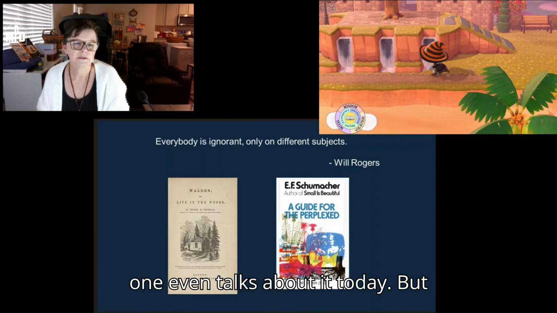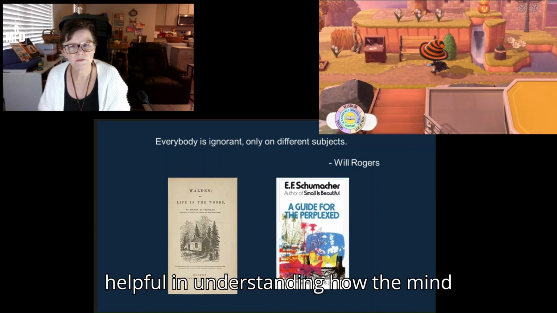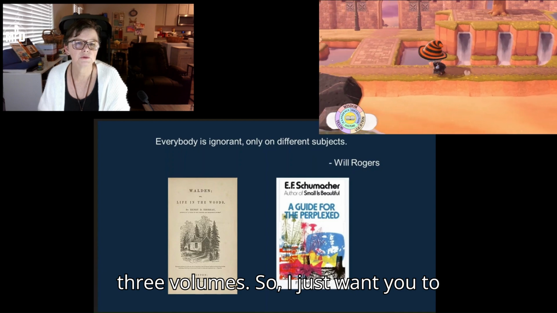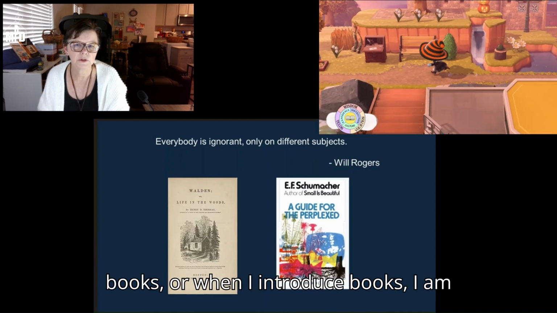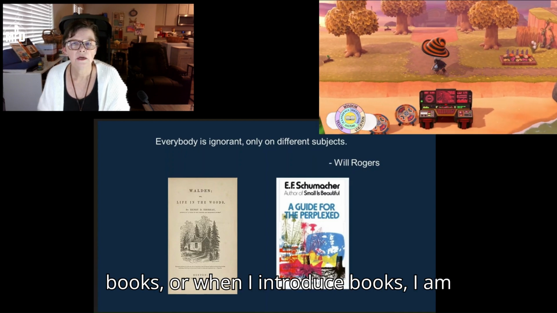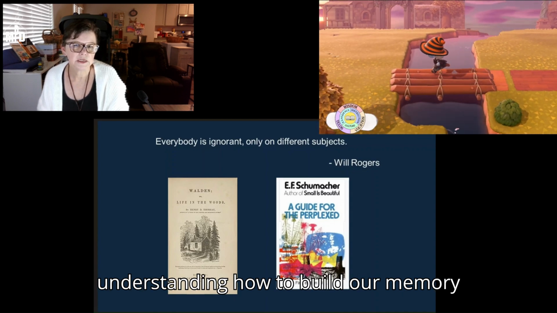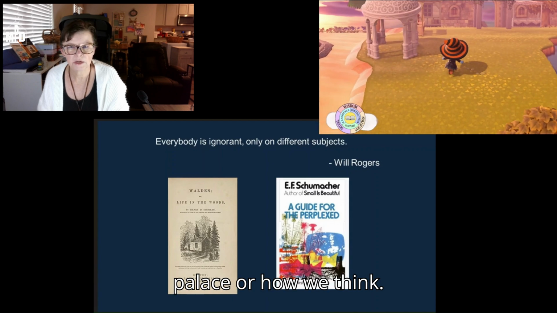Still, I find those 3 volumes very helpful in understanding how the mind works, and we will be covering those 3 volumes. So I just want you to keep in mind that when you read books or when I introduce books, I am introducing things that I find helpful in understanding how to build our memory palace or how we think.